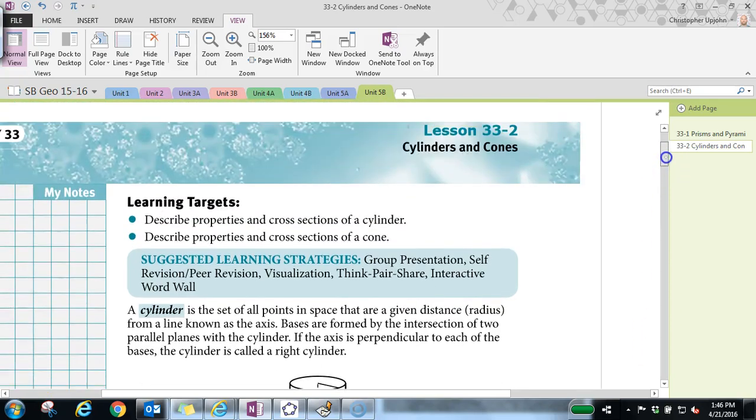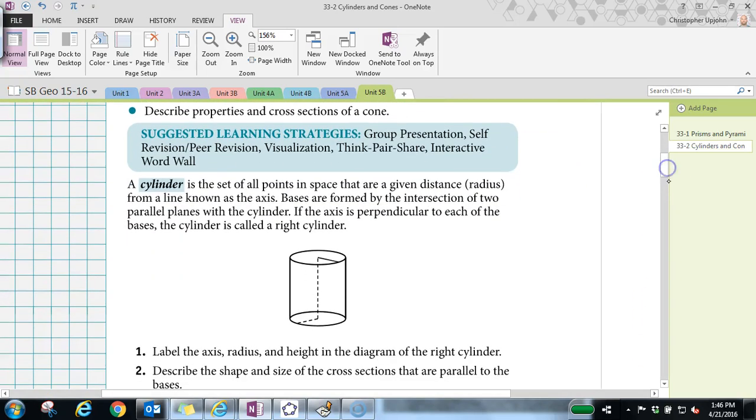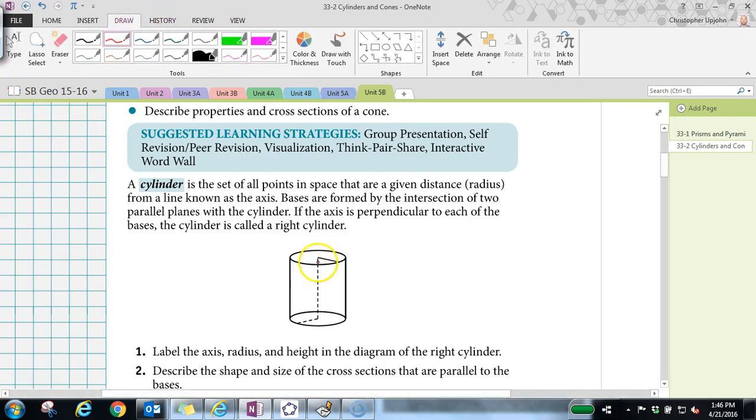All right, we're looking at section 33.2, cylinders and cones. A cylinder is a set of all points in a space that are a given distance, a radius, from a line known as the axis. So here is our axis. All these points on the outside, and that kind of go around to the front, we can't tell, are the same distance away. So it's a bunch of little circles that stack up, with the axis being the center of those circles. So that is our axis.